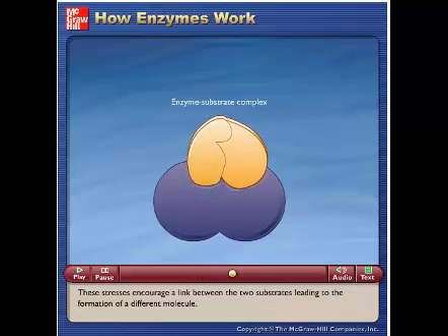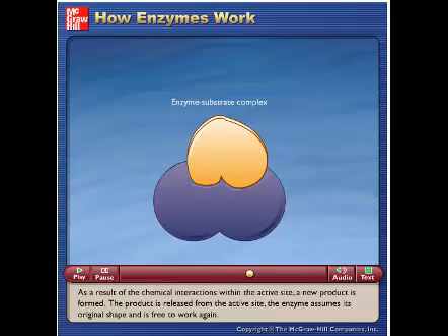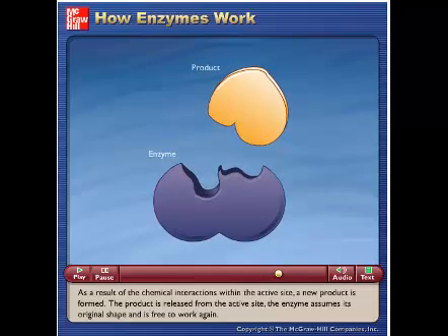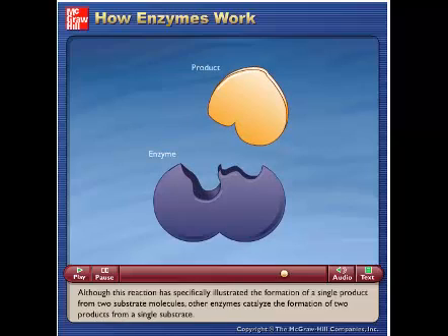These stresses encourage a link between the two substrates, leading to the formation of a different molecule. As a result of the chemical interactions within the active site, a new product is formed. The product is released from the active site. The enzyme assumes its original shape and is free to work again. Although this reaction has specifically illustrated the formation of a single product from two substrate molecules, other enzymes catalyze the formation of two products from a single substrate.